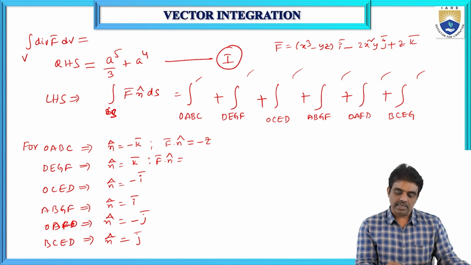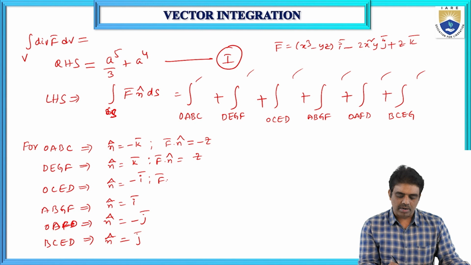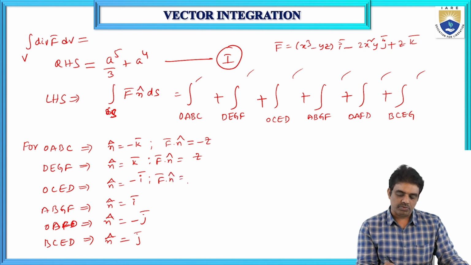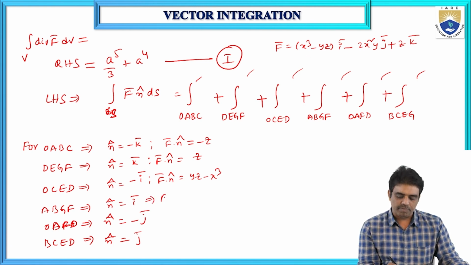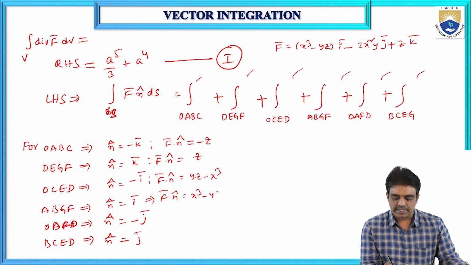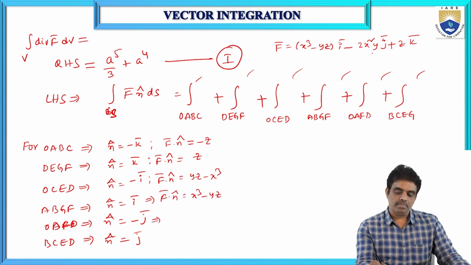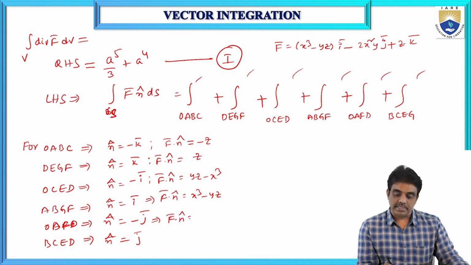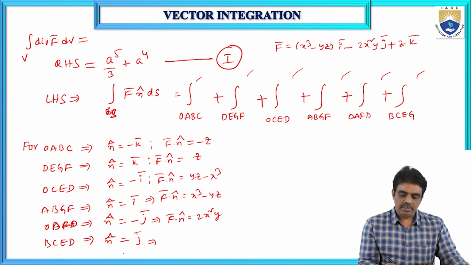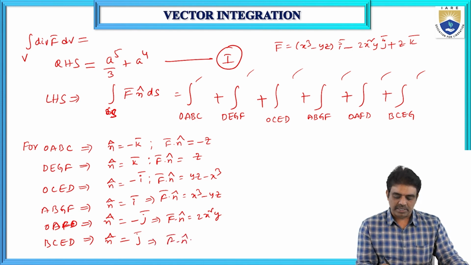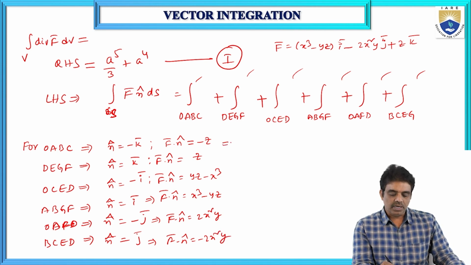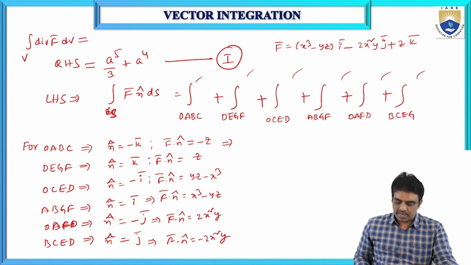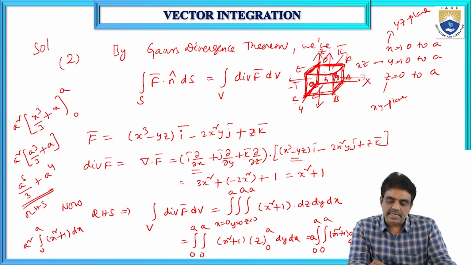So this is z only. Here F bar dot n cap with minus i bar means yz minus x cube, and with i bar, F bar dot n cap is x cube minus yz. With minus j bar, F bar dot n cap is 2x square y, and with j bar, it is minus 2x square y. These are the different values of F bar dot n bar. Now, what is the equation of OABC? I will show that.